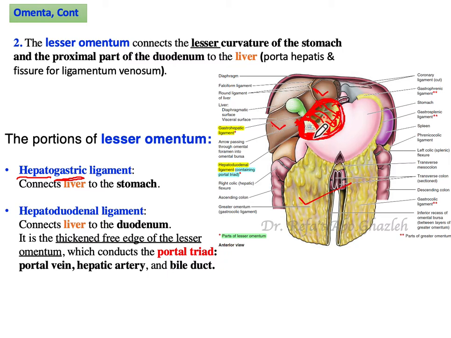Anyway, the hepatoduodenal ligament has three structures. I think you can see those structures. Anteriorly, there is a bile duct and hepatic artery, and posteriorly there is the portal vein. So you have to be careful when you deal with this ligament, because it has important structures, and it's important not to cut it.